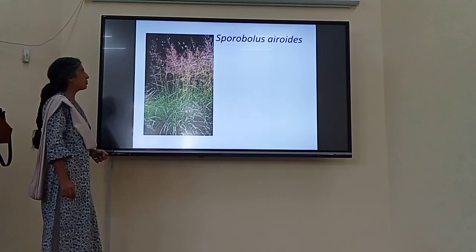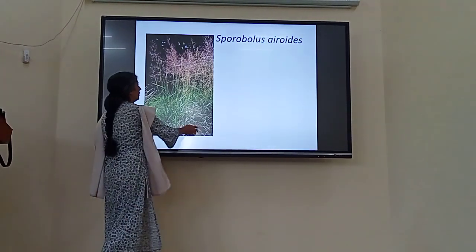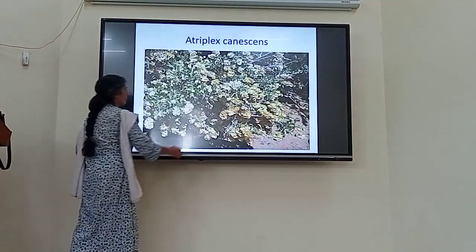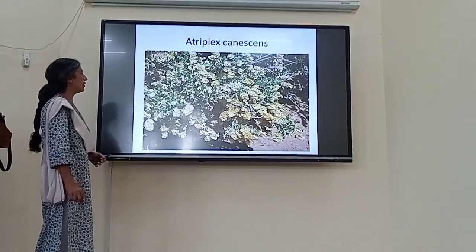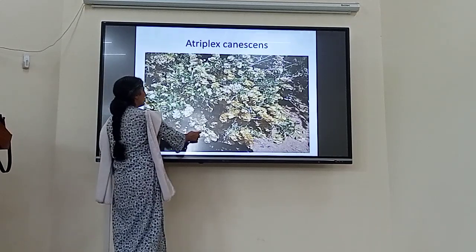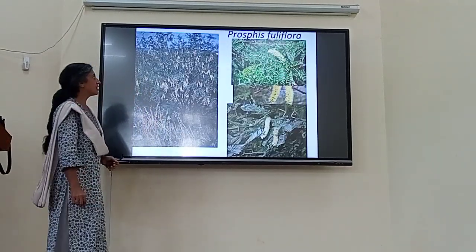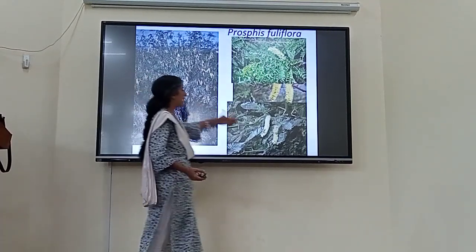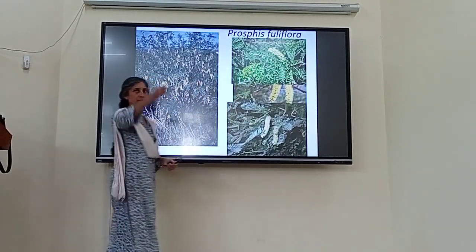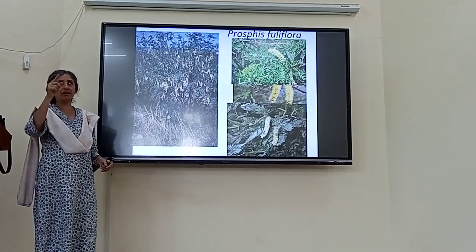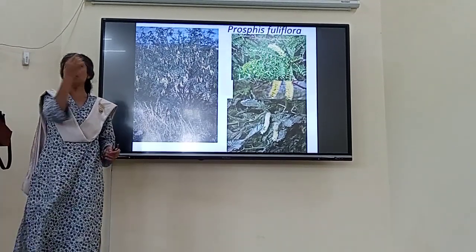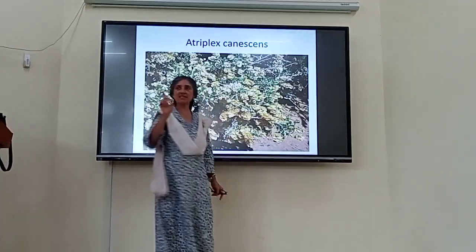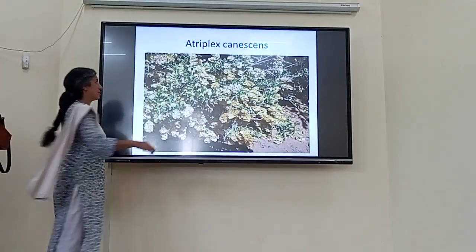Okay, then you have another, Sporobolus. Then you have salt grass, and you have Atriplex. I already showed you earlier. Okay, this is what it is really for: how the plant looks, how the tree looks, how the flowering is. So they are elongated. But Acacia nilotica is small, circular, not elongated. You can see it's very circular. Yellow in color, of course.